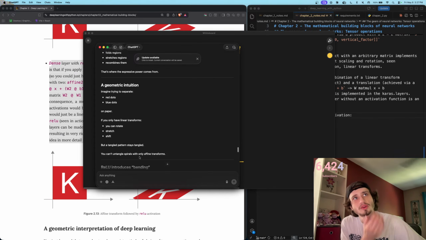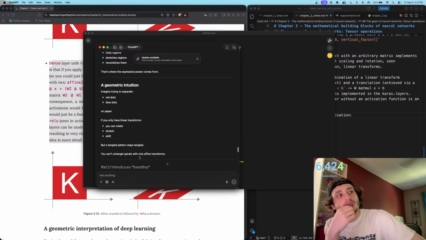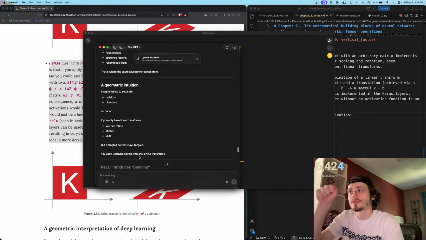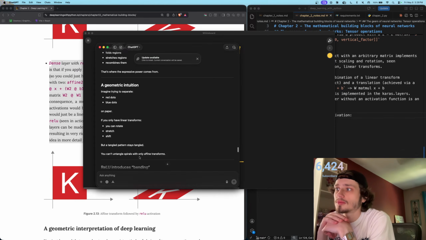Oh, like three-dimensional shapes, like spirals that are intertwined, right? You can't rotate, translate, transform, or whatever, and it'll still be intertwined.